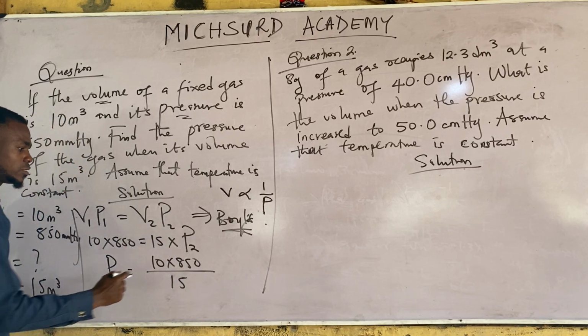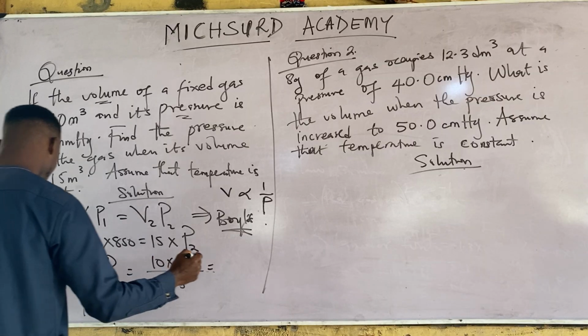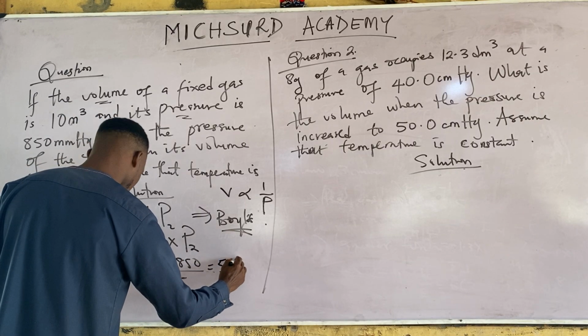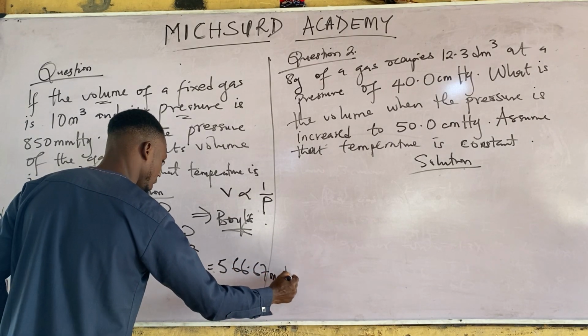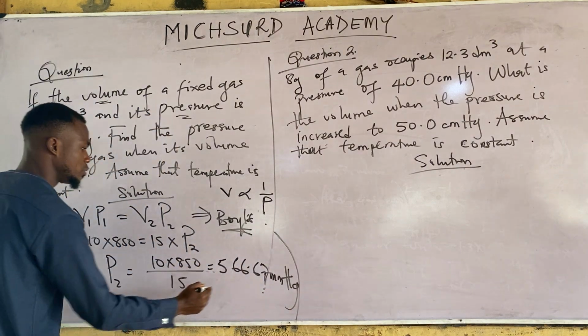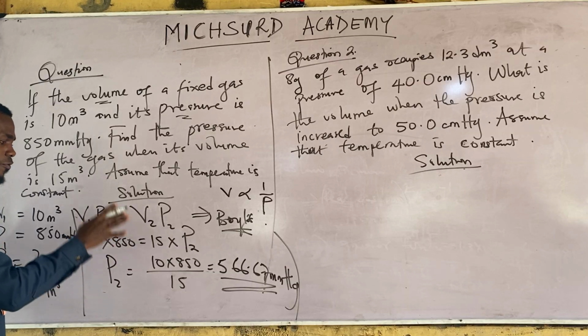If you punch that in your calculator, you will have that P2 is 566.67 millimeter mercury. So that is our P2. This is how we solve and get P2 using Boyle's formula.